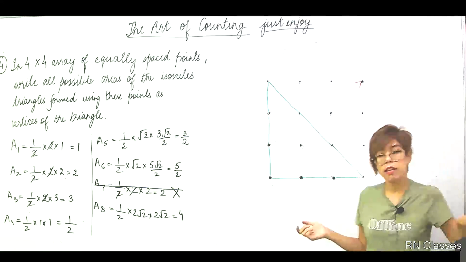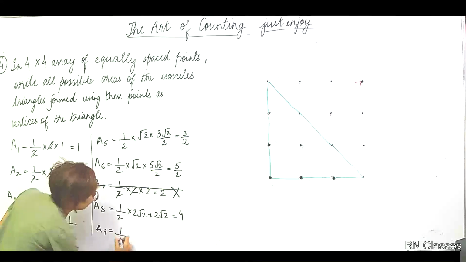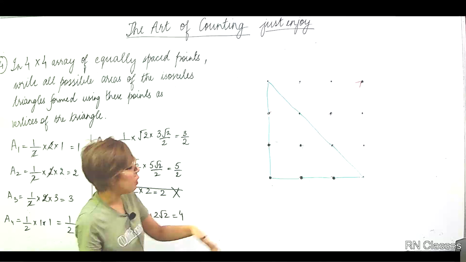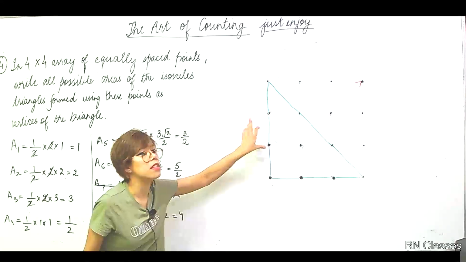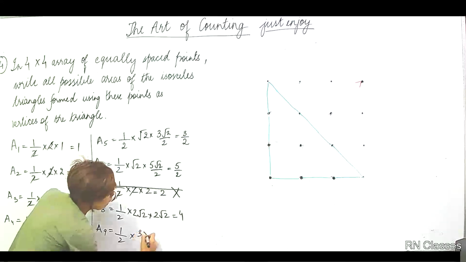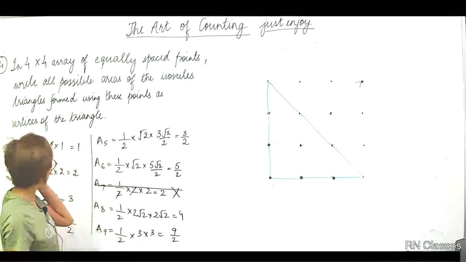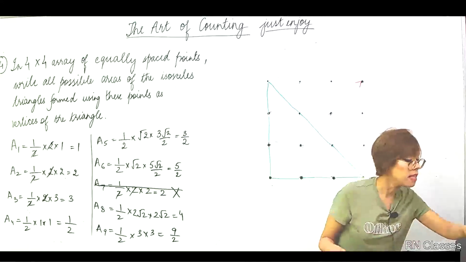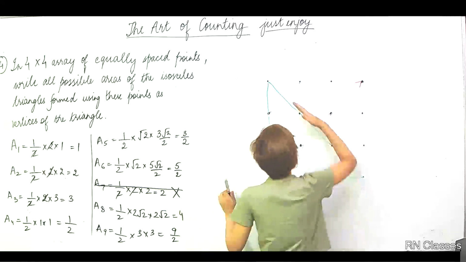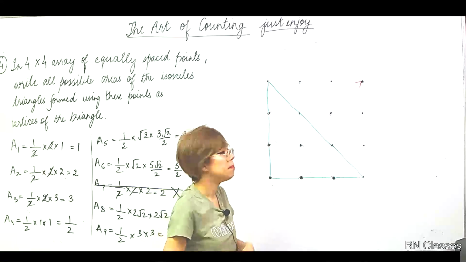Okay, so let's write the area. So A9 is equal to half into. Now this is 3. This is 3. So base is 3, height is 3. So 3 into 3. That is 9 by 2. Alright, another area. Alright, let's see. Now keeping the base same, as in this is the base. Now can you have another isosceles triangle?